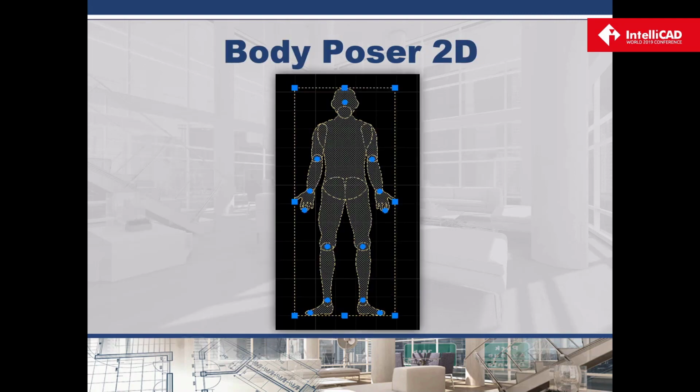And let's turn now to one more custom object that was recently implemented, the Body Poser 2D custom entity. What is Body Poser 2D? It is a custom object that is used to position a 2D body in the diagram. The Body Poser allows the user to start with a predefined pose, manipulate it further, and completely customize the body pose.